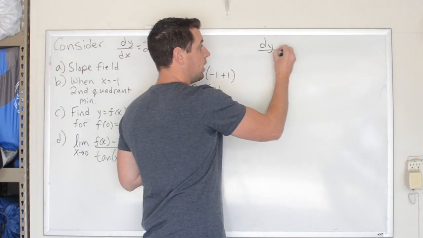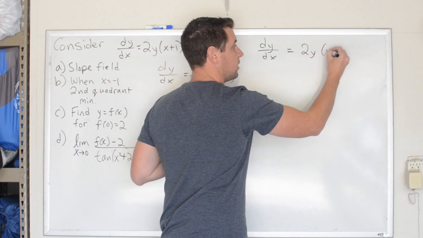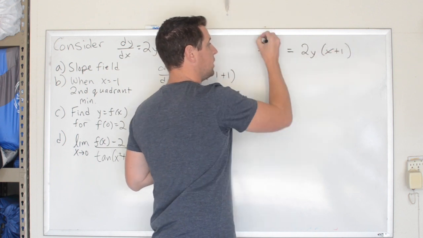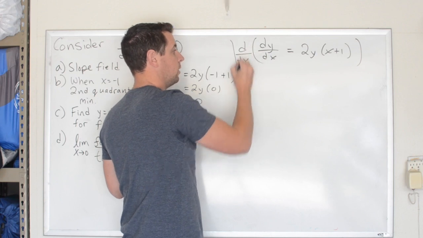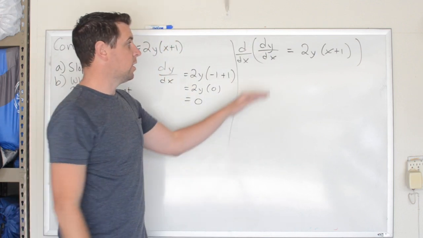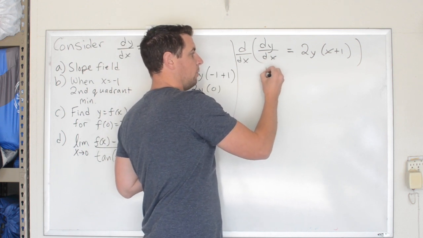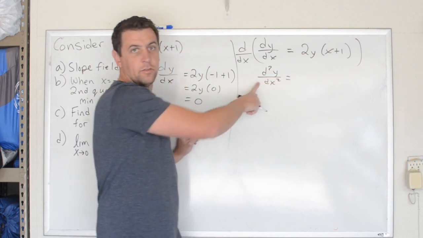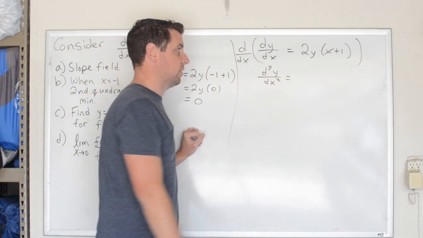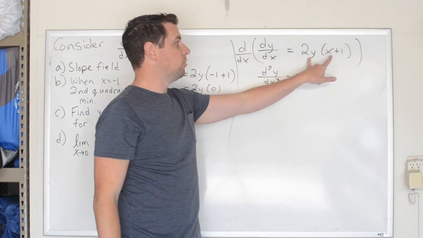So we want to find the second derivative of this. If I take dy/dx equals 2y times (x + 1), and we want to take the derivative, we want to take d/dx of this. As I do that, the derivative of the first derivative is going to be y double prime, or you can write it as d squared y over dx squared. If you don't like how that looks, you can just write y double prime. It means the exact same thing for us. And then here we're taking the derivative.